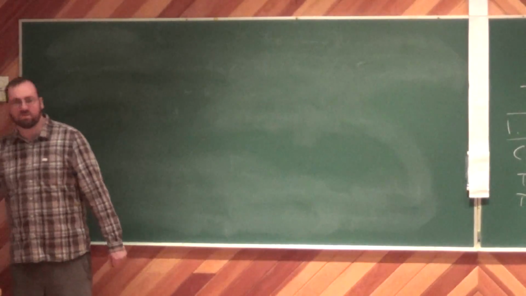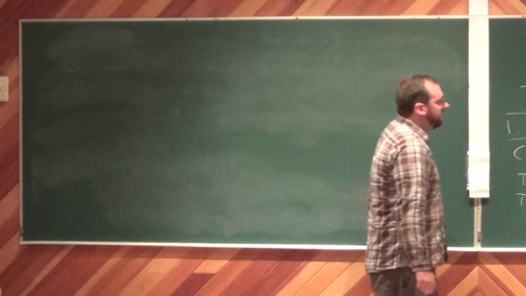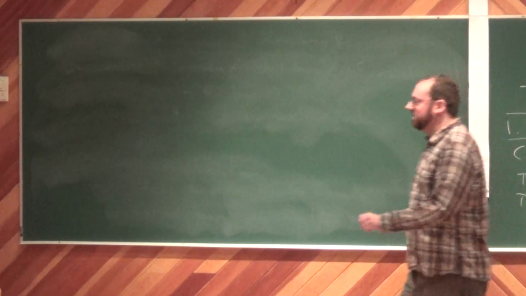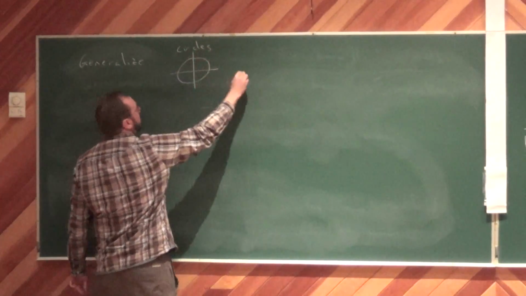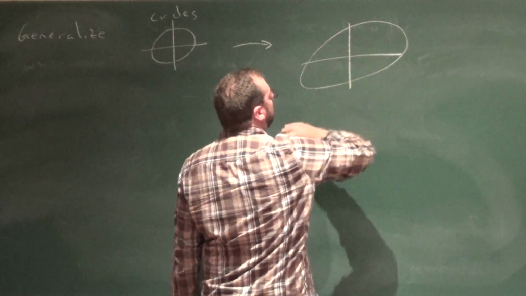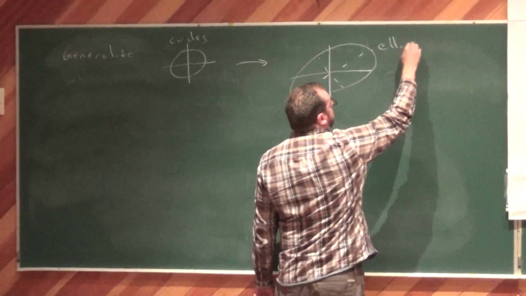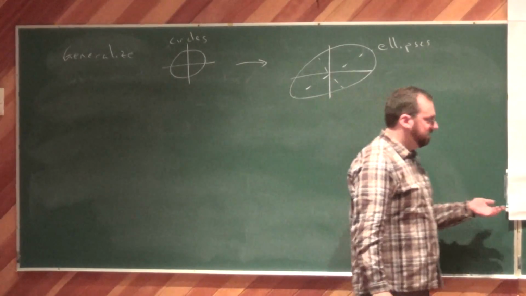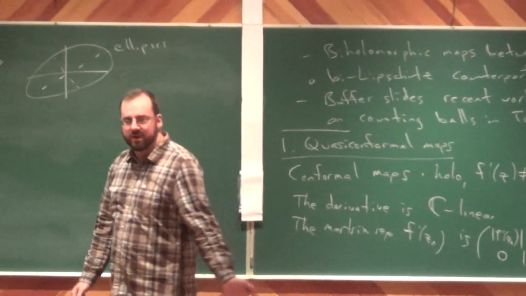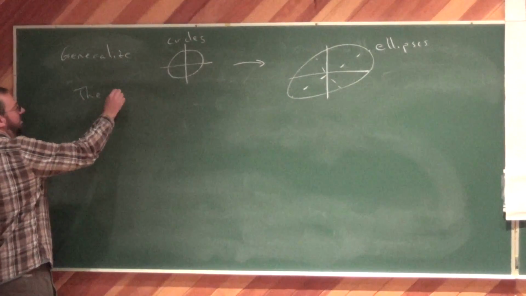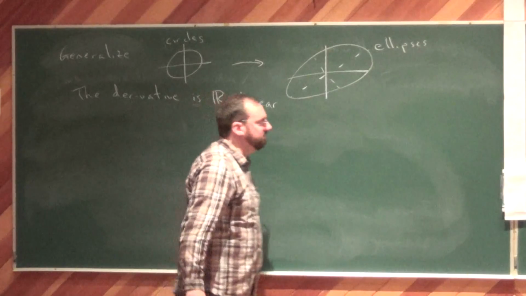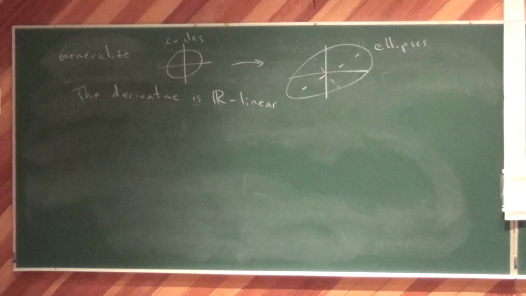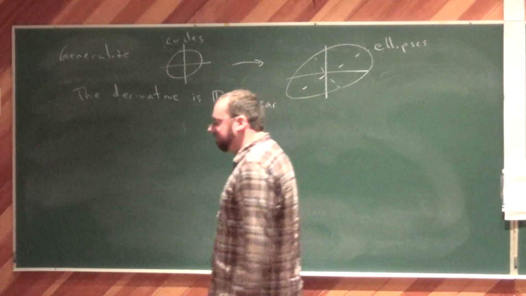So if we start here, what we want to do is generalize this notion. Instead of sending small circles to small circles, we want to send small circles to small ellipses. So small circles are now being sent to ellipses. Or, if we assume our mapping is real differentiable, then this corresponds to the derivative being R-linear. So the derivative isn't necessarily going to be a composition of a rotation and a scaling. It might have other linear maps involved as well.